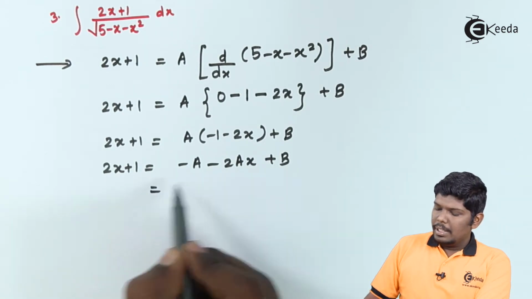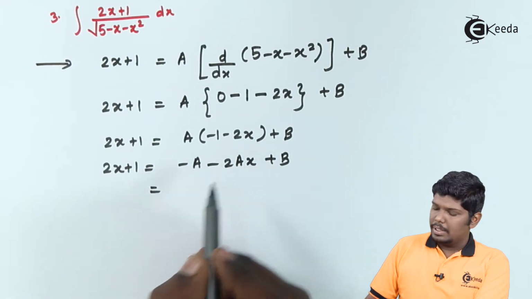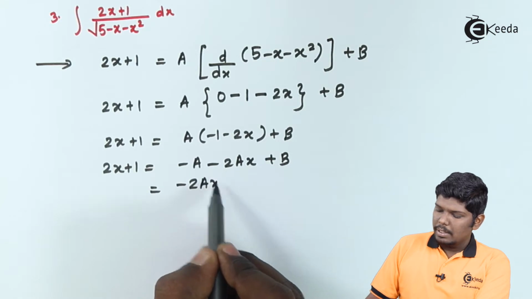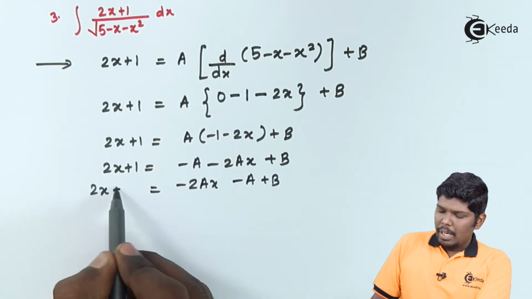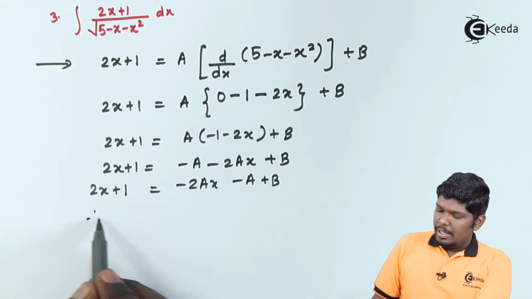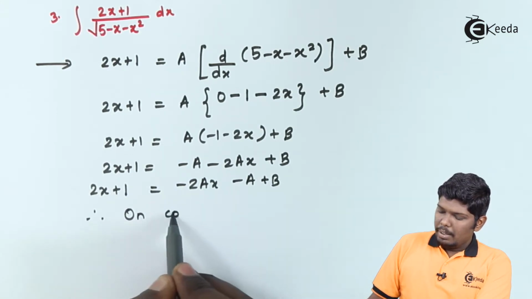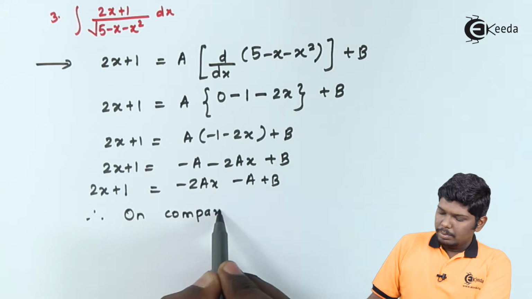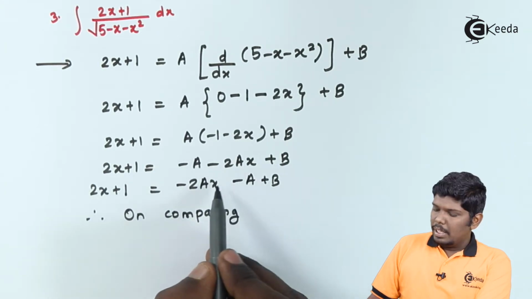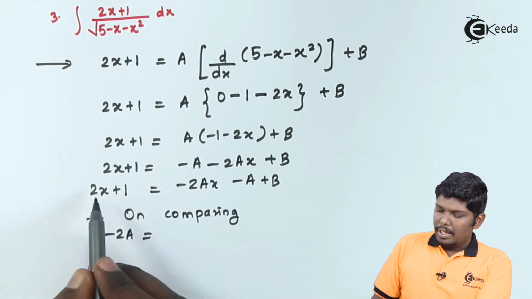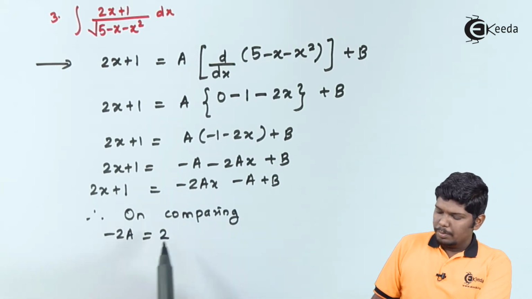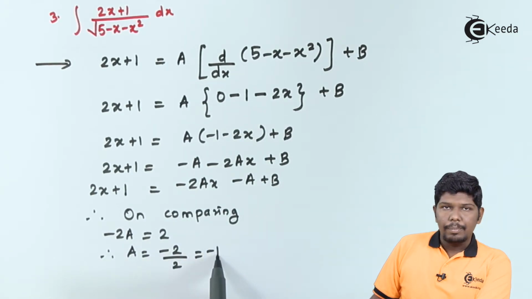Now let us rearrange this term, writing the x part first. We have minus 2ax followed by minus a plus b, and on the left hand side we have 2x plus 1. Therefore, on comparing, you can see the coefficient of x here is minus 2a, and here the coefficient of x is 2. Therefore, a will be minus 2 upon 2, that will give you minus 1.